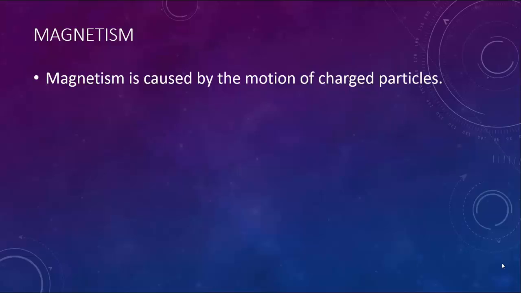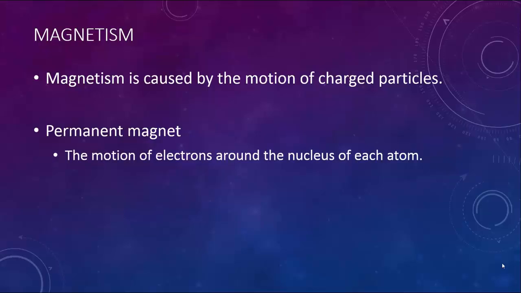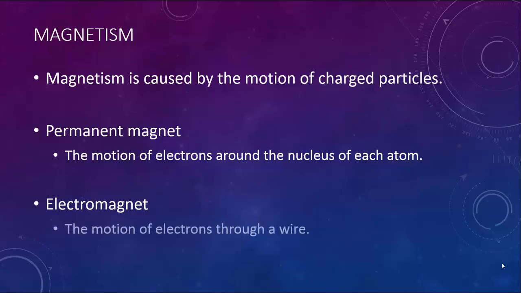This lesson is about magnetism. Magnetism is caused by the motion of charged particles. In a permanent magnet, like the ones that stick on your fridge, the magnetism is caused by the motion of electrons around the nucleus of each atom. In an electromagnet, like the ones that hold the doors open in the school, the magnetism is caused by the motion of electrons through a wire.